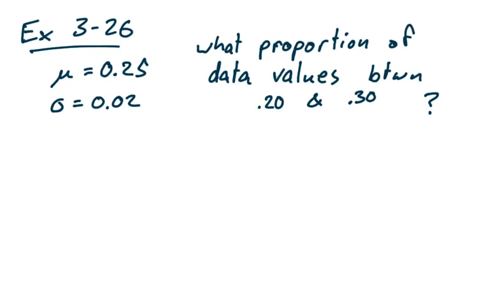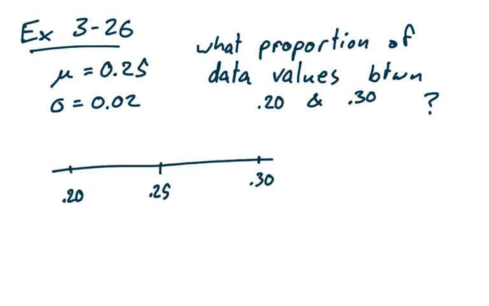Another usage of Chebyshev's theorem is example 3-26, talking about travel allowances. I'll read the scenario. A survey of local companies found that the mean amount of travel allowances for couriers was 25 cents per mile. The standard deviation was 2 cents. Using Chebyshev's theorem, find the minimum percentage of the data values that will fall between 20 cents and 30 cents.